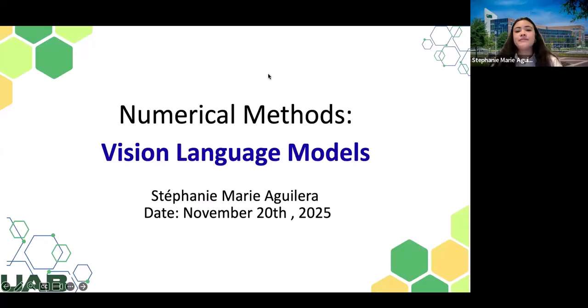And so what we'll be talking about today is how those vision language models are computed in terms of their embeddings and their tokenization, not only from a text perspective, but also from a visual and image perspective. So let me start here.